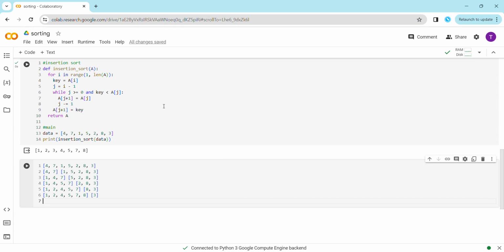So the last number, 3, is compared against the elements in the sorted subarray and subsequently inserted in as well. So the insertion sort is finished, and these numbers are returned in order.